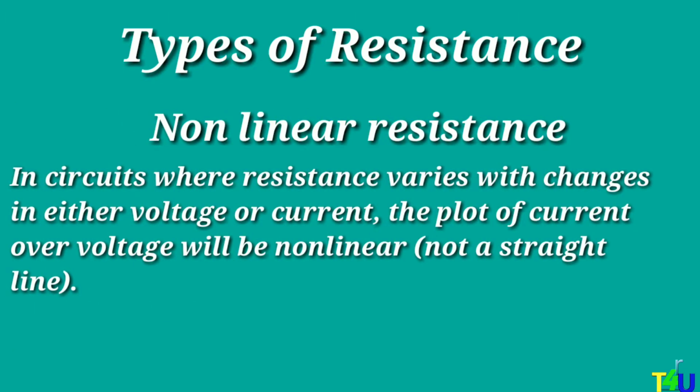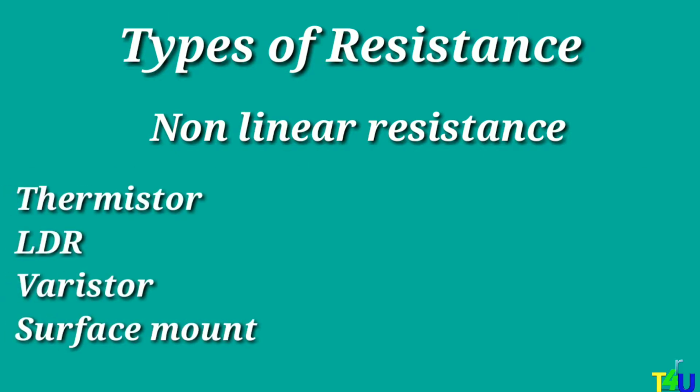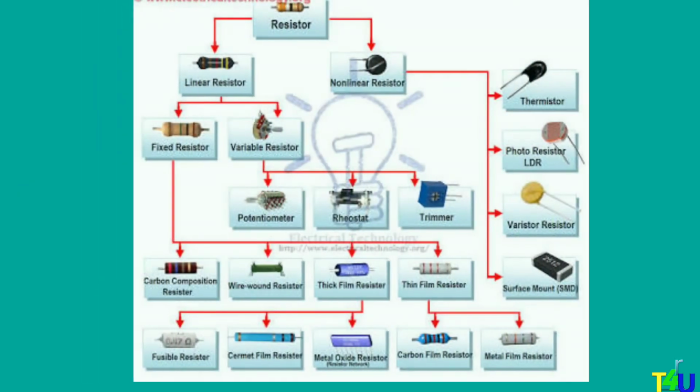Now speaking about non-linear resistance. Non-linear resistances are resistances which vary with a change in voltage or current, and the plot between the current and the voltage will be non-linear in nature. So this is the non-linear nature, and the graph between voltage and current is not linear. Non-linear resistances are classified as thermistor, LDR, varistor and surface mount. These are the four types of non-linear resistors.